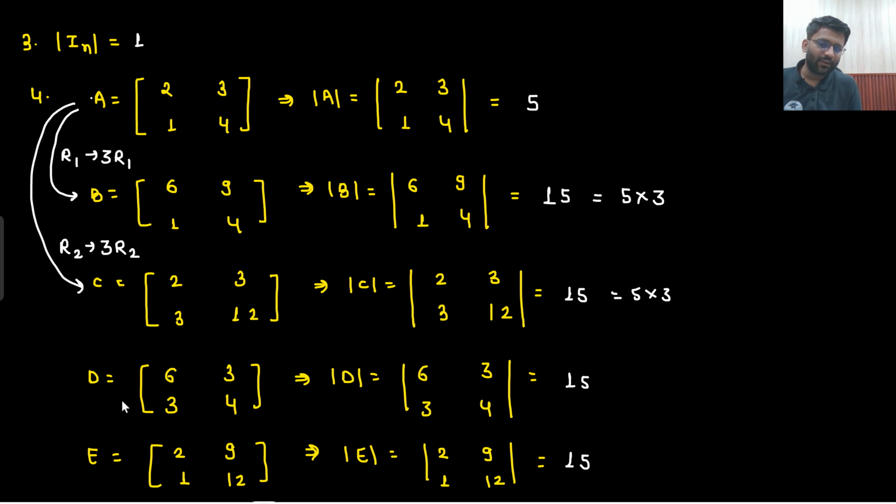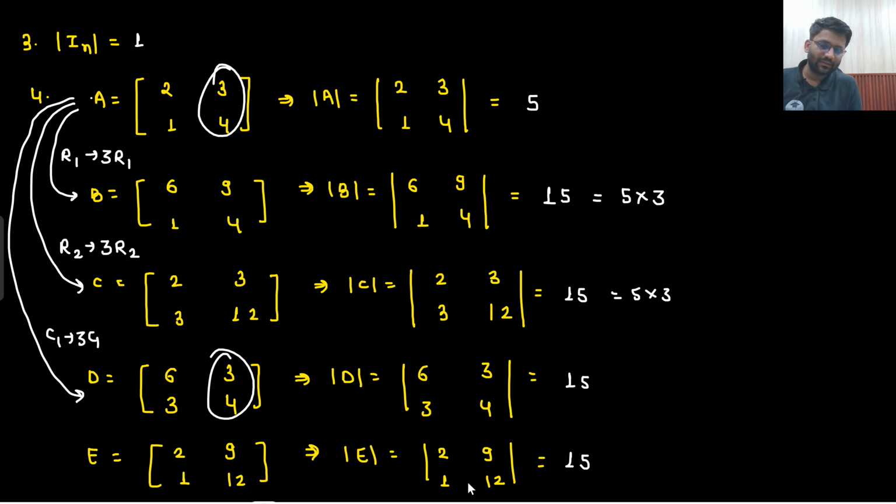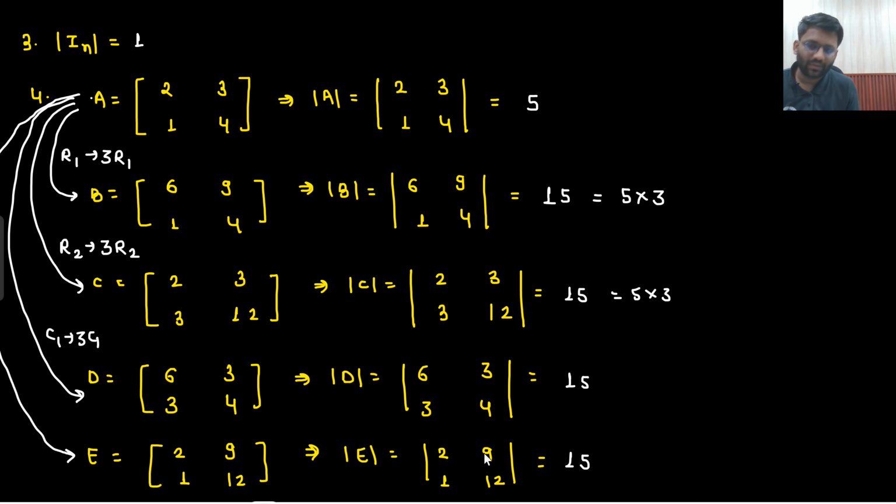When you move from matrix A to D, what do you see? Column 1 is multiplied with 3. Column 2 remains as it is. And when I move from A to E, what do I see? Column 2 is multiplied with 3. Column 1 remains as it is. Here also, what really happened? In both of the cases, the determinant value is multiplied with 3.